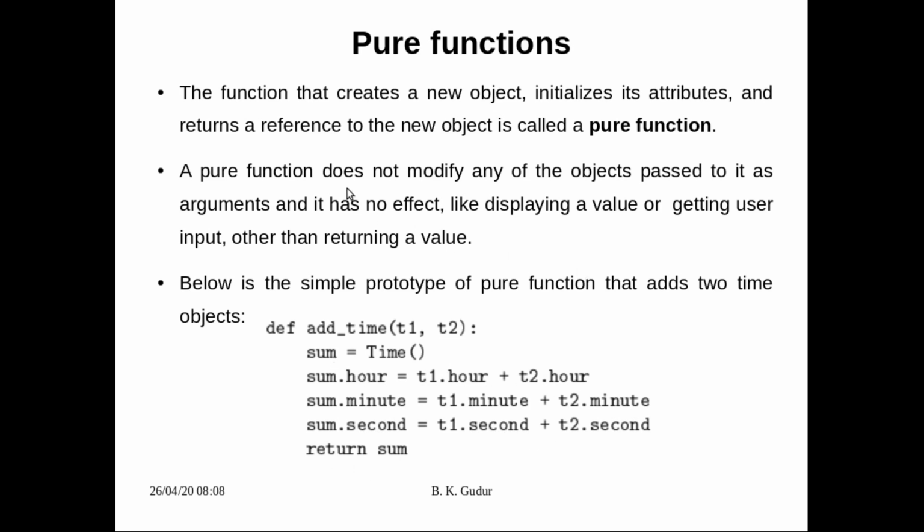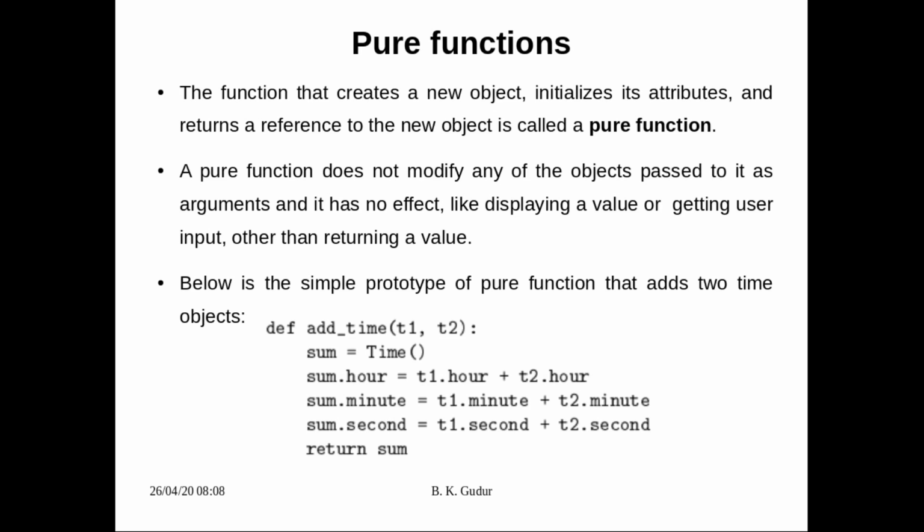Look at this. It will not modify. What it does is it will initialize. Before that it has created a new object. It has initialized its attributes and it will return a reference to that particular object. So such a function, where it creates a new object, initializes the attributes and returns the reference to a newly created object, is called a pure function.